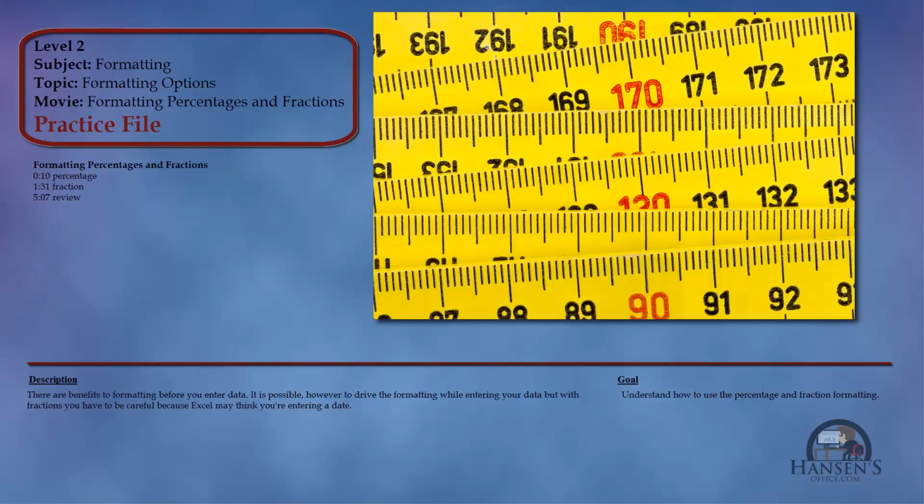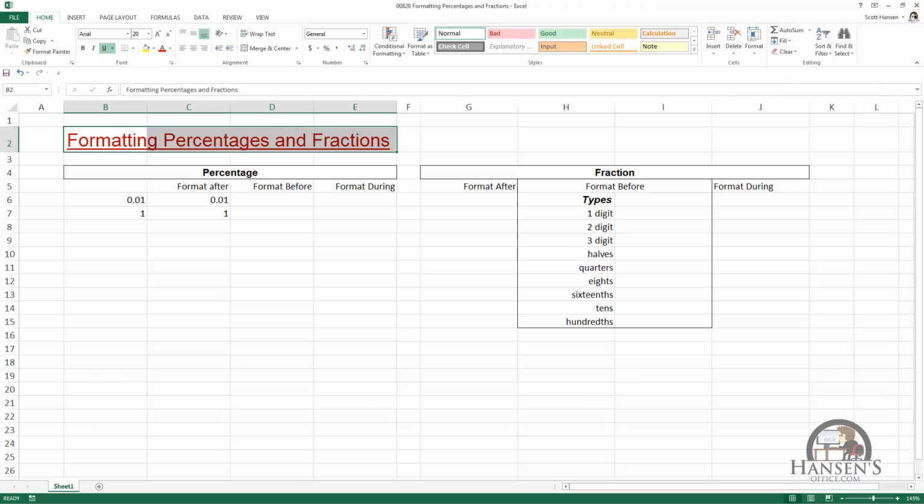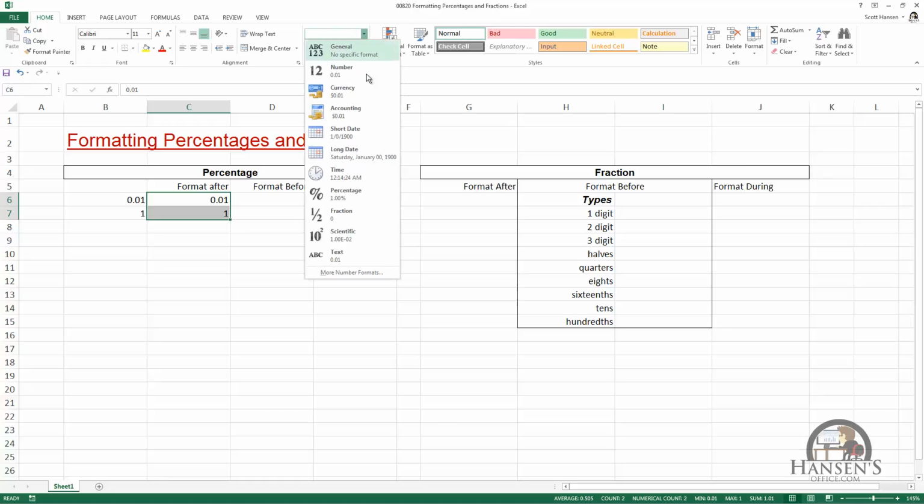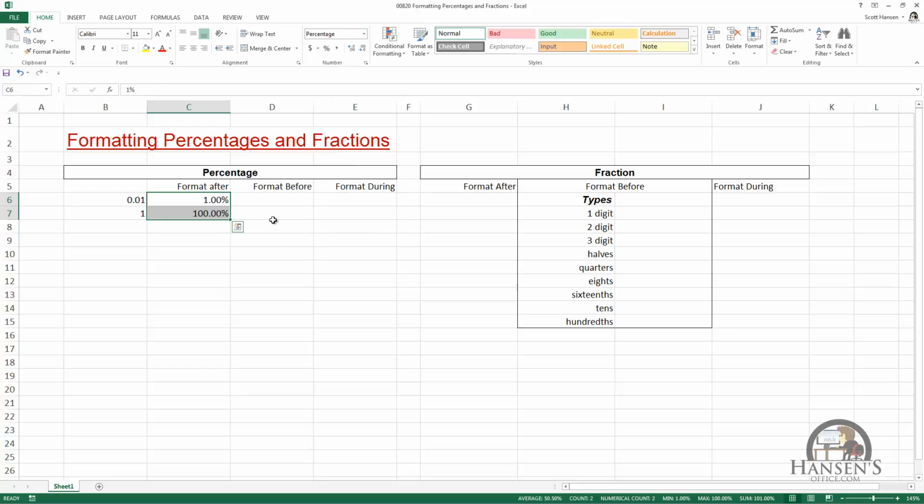We're going to talk about formatting percentages and formatting fractions. So, formatting percentages. We're going to work off the number group in the Home tab, as we have been for the last few movies. And we're going to format these two values as percentages. Now, what you might think would happen is that 0.01 will be 1% and 1 will be 100%. Formatting those as percentages, that's exactly what does happen.